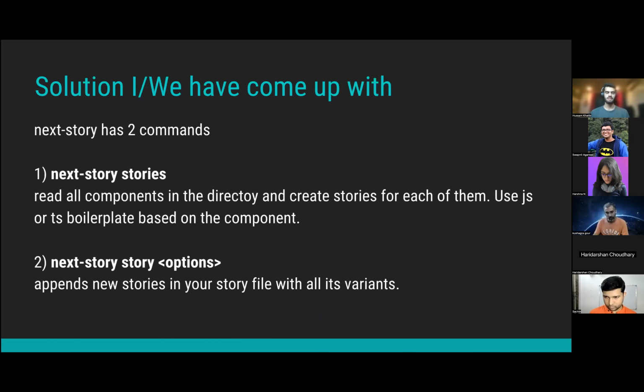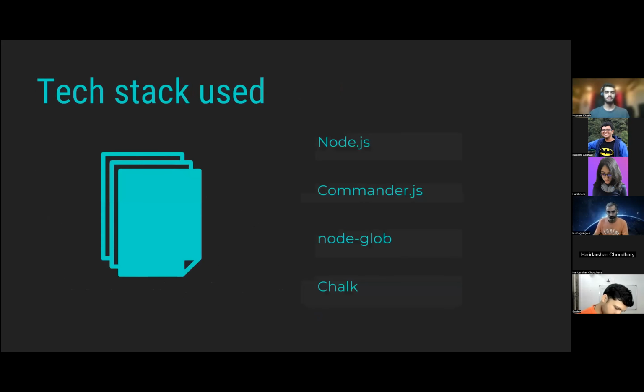Once we have a base layer, we can see the stories, but we want to have variations in the stories. To do that, we can use the second command and pass various options to it, so it can create them. Once we come to the demo, I'll show how. To create this, I use Node.js.